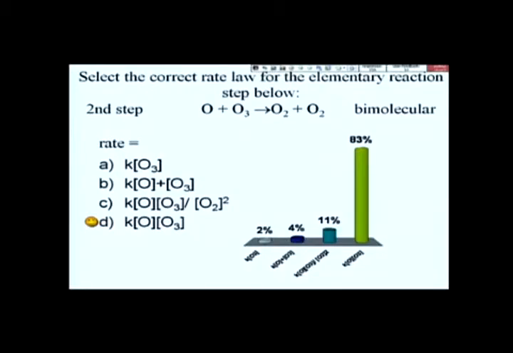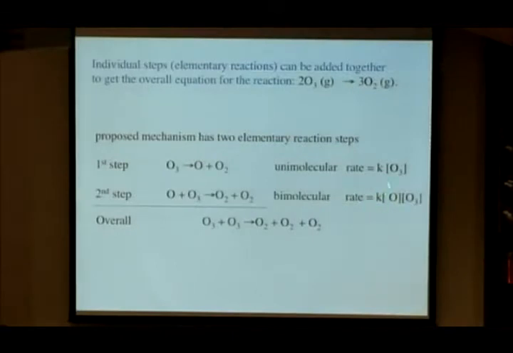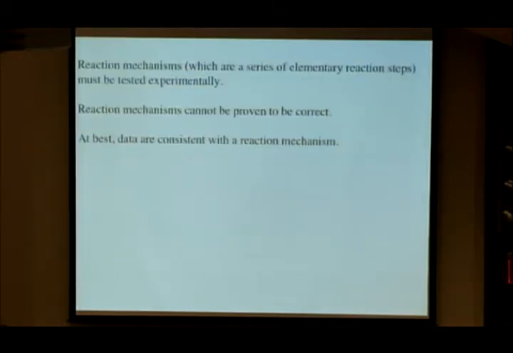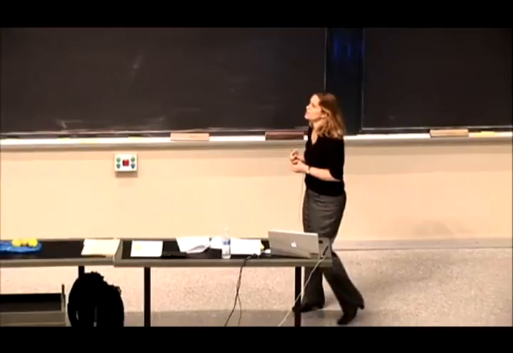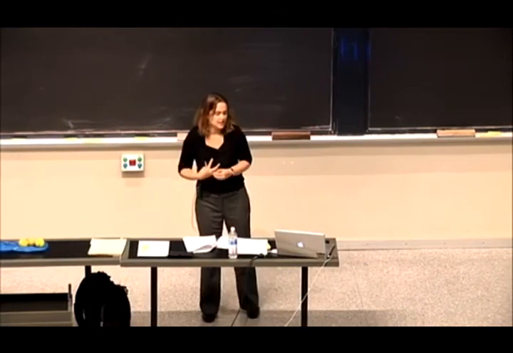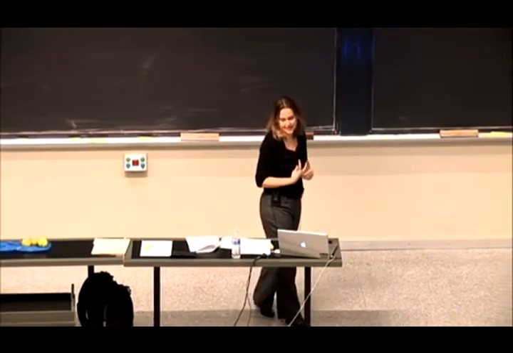So we have the rate is equal to k times these two reactants. You can sum up the steps and get the overall reaction. Notice that O is an intermediate. It's formed here, decayed here. It goes away, and so O doesn't appear in the overall expression. We're going to talk a lot about reaction intermediates next time. And also remember that you can't prove reaction mechanisms to be correct. They're just consistent with the data that you have.